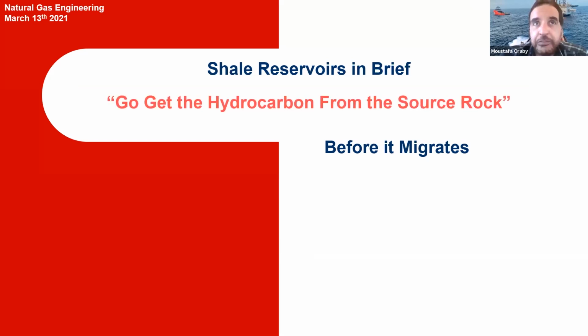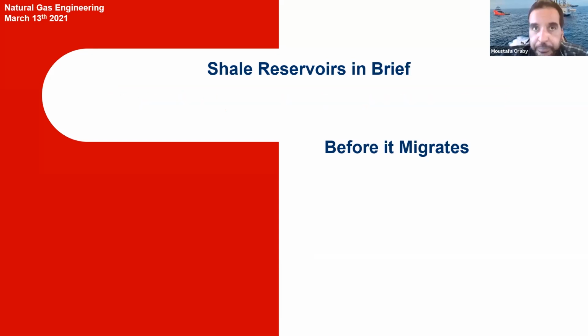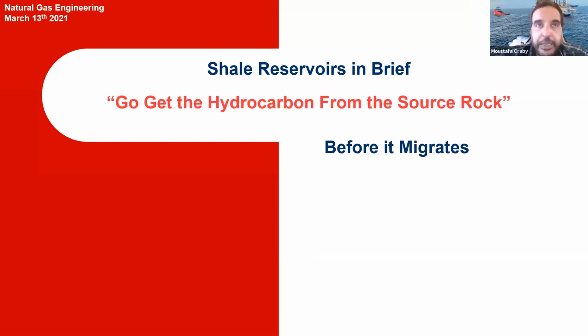And we only have 10% that succeeded to find a reservoir and a trap. Okay, so we're not gonna do this again. So simply, what is an unconventional reservoir, guys? It's simply go get the hydrocarbon from the kitchen, get the hydrocarbon from the source rock before it migrates. In this case, you can get it all without losing anything of it. So that's simply what the unconventional reservoir is.